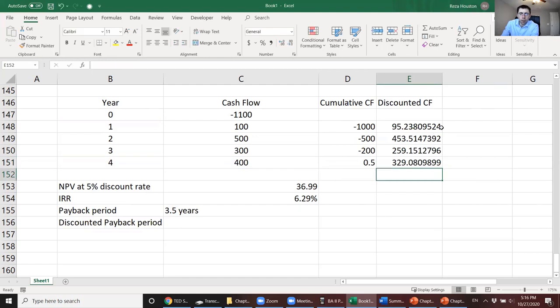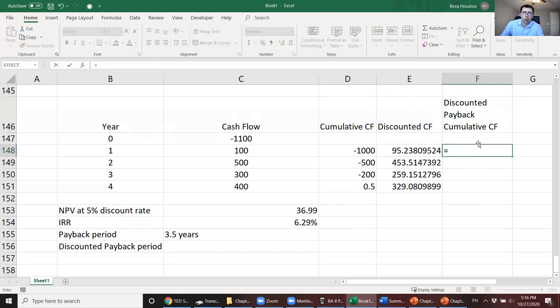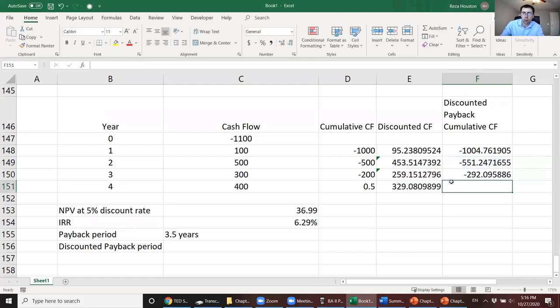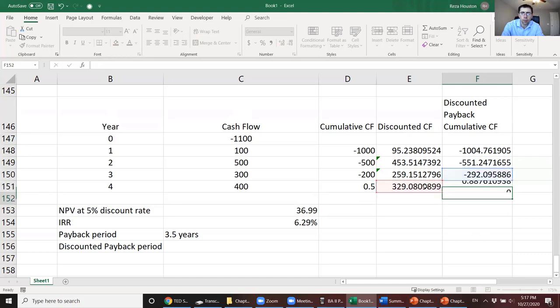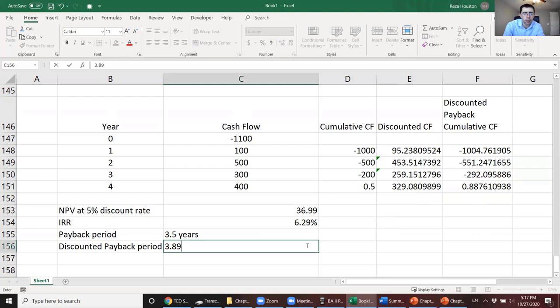And there we go. Okay, so now what we can do is actually repeat this same process. So in year one, we still owe $1,000 at the end. In year two, we still owe $551. In year three, we still owe $292. And our remainder is just going to be the absolute value of this $292.10 divided by our $329. So here, our discounted payback is 3 years plus this 0.89, so 3.89 years.